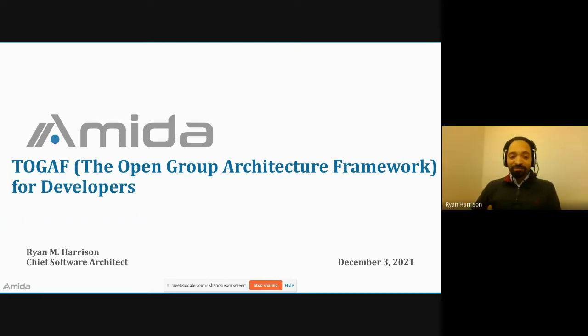Beautiful. All right. For the new folks, I'm Ryan Harrison. I'm the Chief Software Architect at Amida. I've been with the company for about 3 years, and in that time, I've covered a lot more than just software architecture. I've covered everything from software architecture, solution architecture, systems architecture, even a little bit of enterprise architecture.